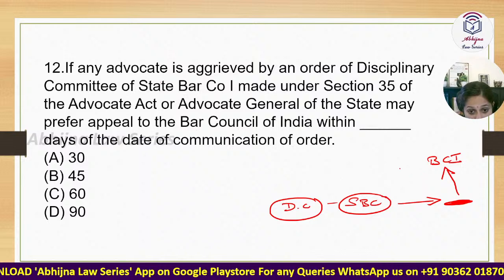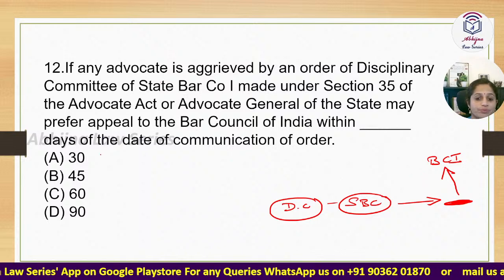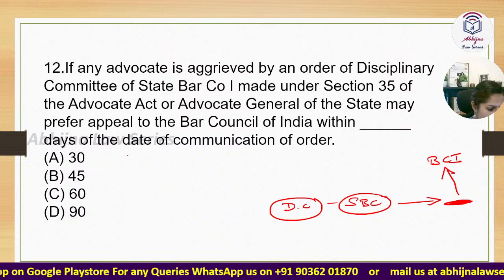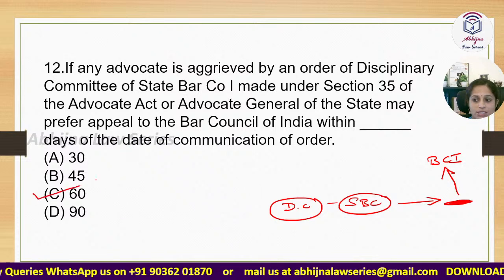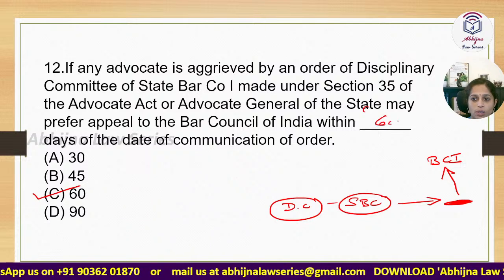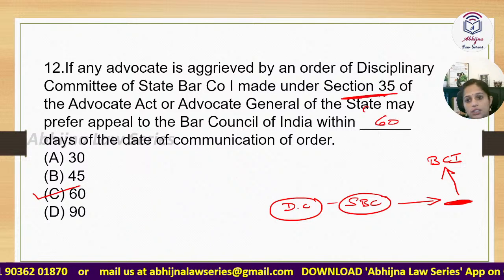So, within how many days do you have to appeal? What is the appeal period? That is the question. It is 60 days. Within 60 days you have to appeal, okay, as per section 35.